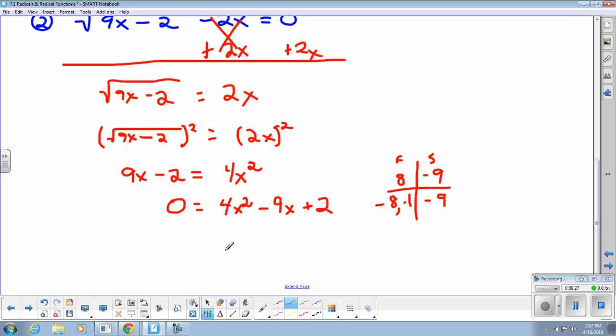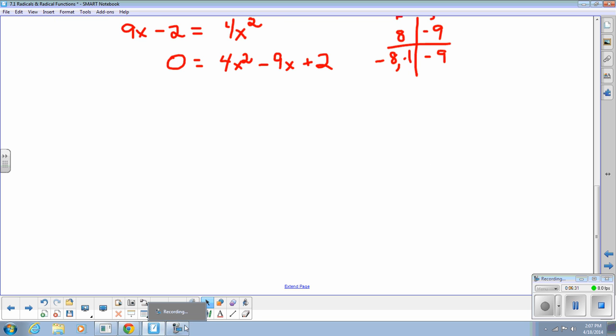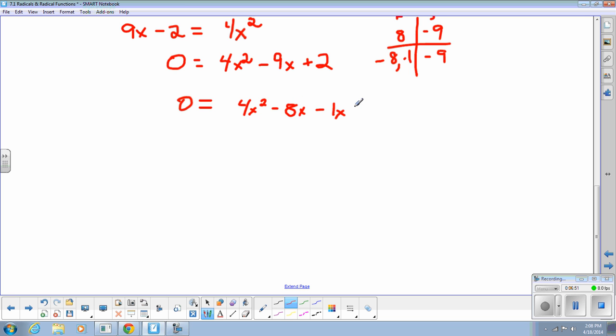So now I've got to go to my factoring skill. Let's see here. I need more space to write. There we go. That's better. Okay. So 0 equals, whoops, no parentheses yet. Let's try this trick again. 4x squared, and then I'm going to put minus 8x minus 1x plus 2.